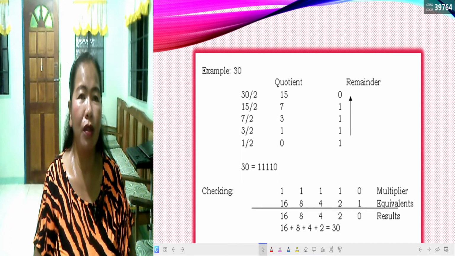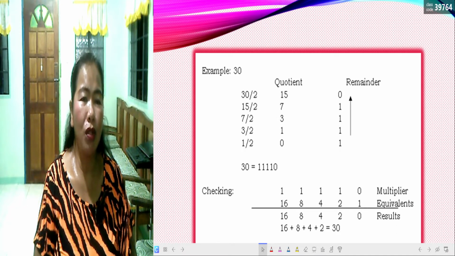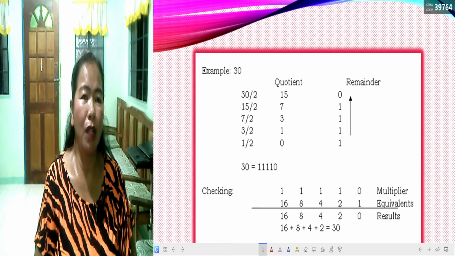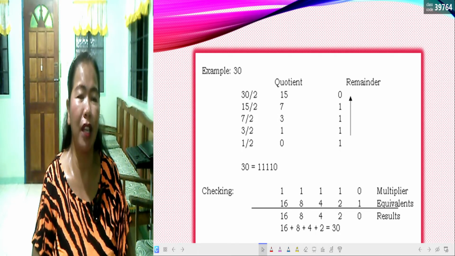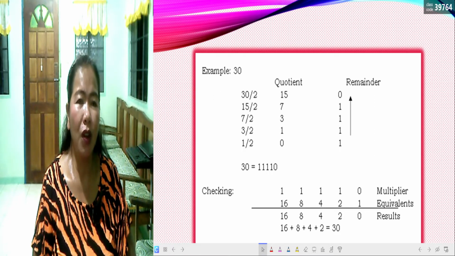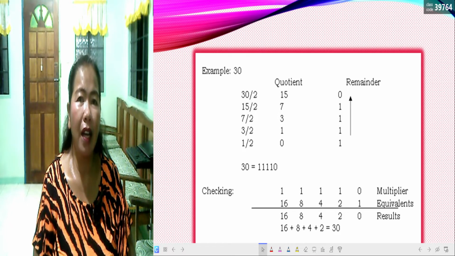And 1 divided by 2 is equal to 0. So take note, the quotient is now 0. So therefore, 1 divided by 2 is equal to 0, and it has a remainder of 1. So we will have to terminate the division process because the quotient becomes 0 already. Therefore, that ends the process. So how to get the equivalent of the decimal number 30 in binary is that you have to read the remainder from bottom to top.